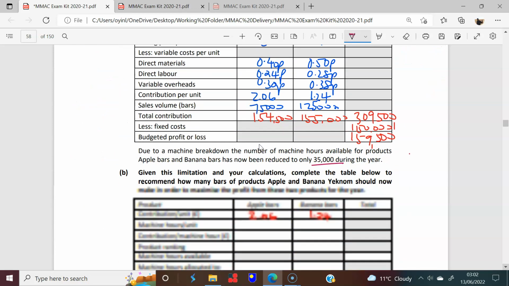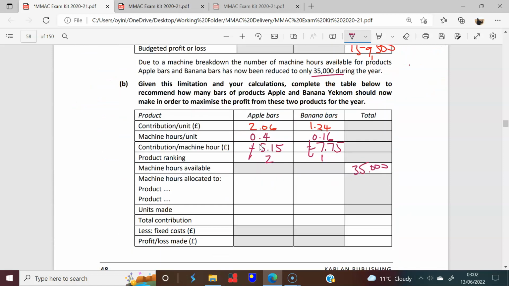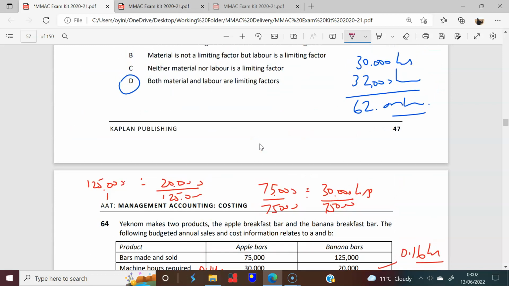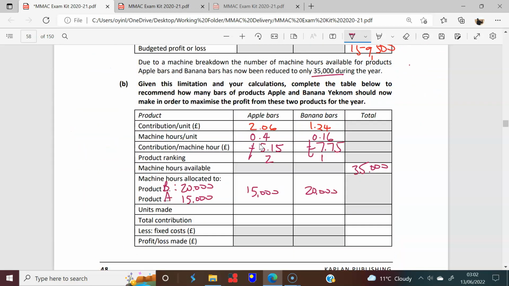So what you know is that you have 20,000 hours for the banana bars, and then you will have product A, the balance of 15,000 hours. That's sort of the point, isn't it? So you have 20,000 hours here and 15,000 hours here. We will make all the bars here, the 125,000 bars.